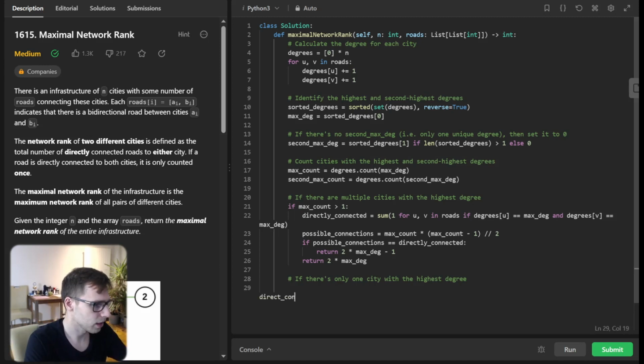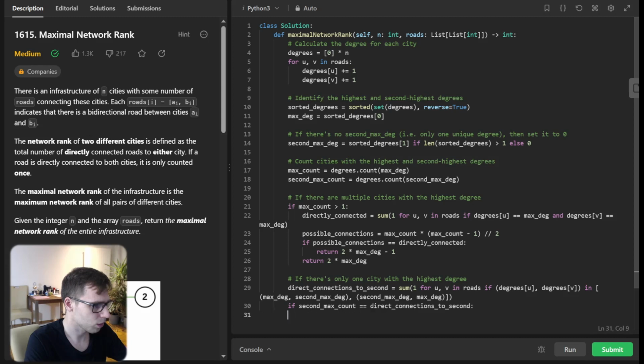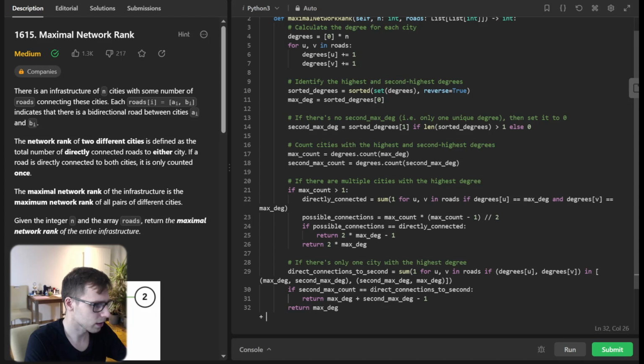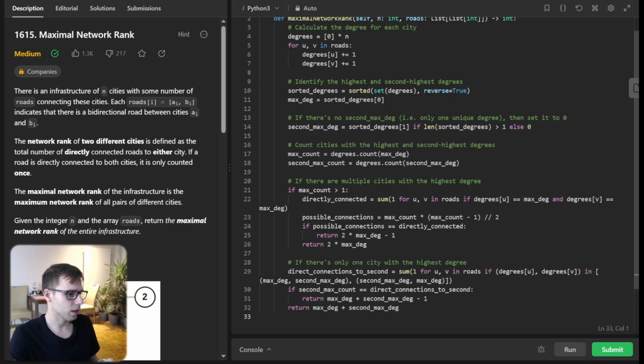So let's implement it. Direct connection to second will be sum of one for u, v in roads if degree[u], degree[v] are in max degree, second max degree, and second max degree. If second max count equals direct connection to second, return max degree plus second max degree minus one, and otherwise return max degree plus second max degree. Okay, so this is our implementation.